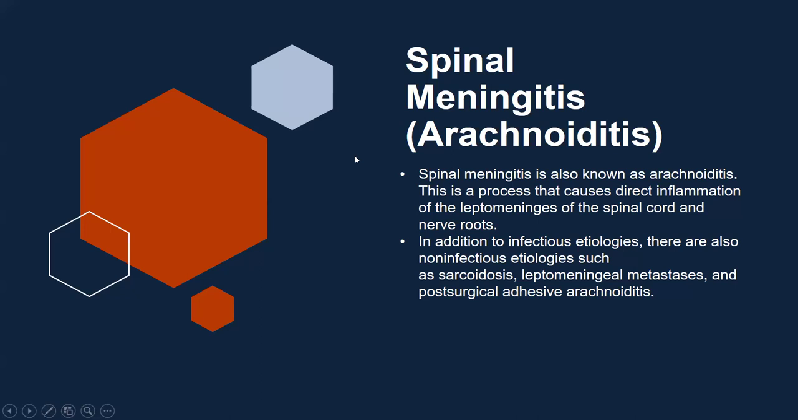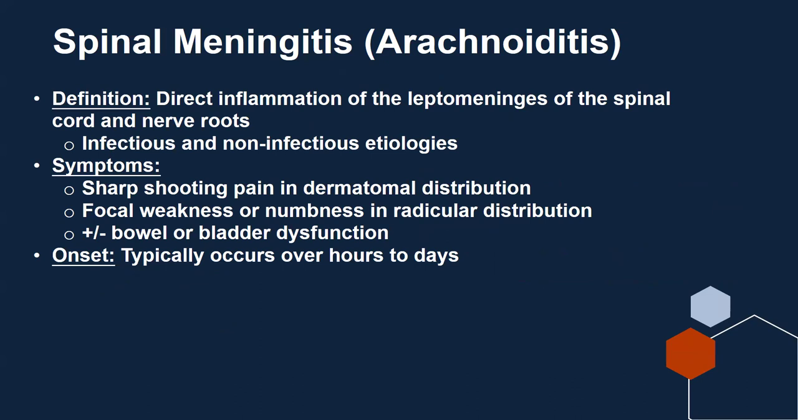So spinal meningitis or arachnoiditis, I don't think we think about this very commonly, but it's a process that causes direct inflammation of the leptomeninges of the spinal cord and nerve roots. In addition to infectious etiologies, there are also non-infectious causes such as sarcoid, leptomeningeal metastases, and post-surgical adhesive arachnoiditis. As I mentioned, by definition, it is direct inflammation of the leptomeninges, and there are infectious and non-infectious causes.